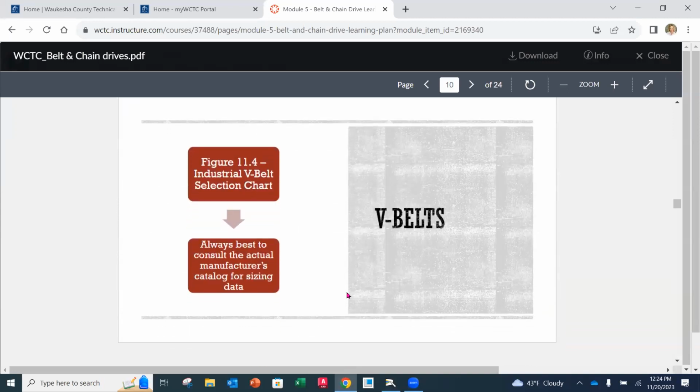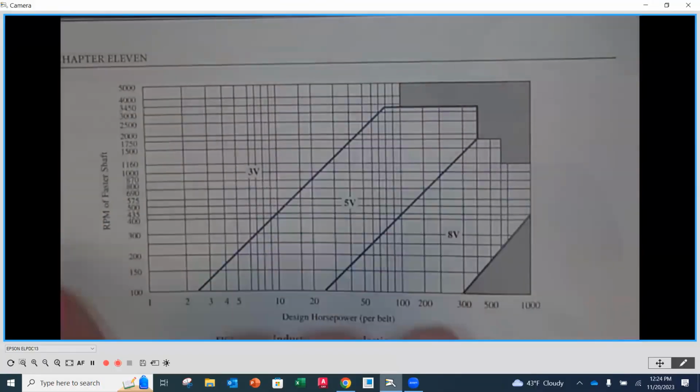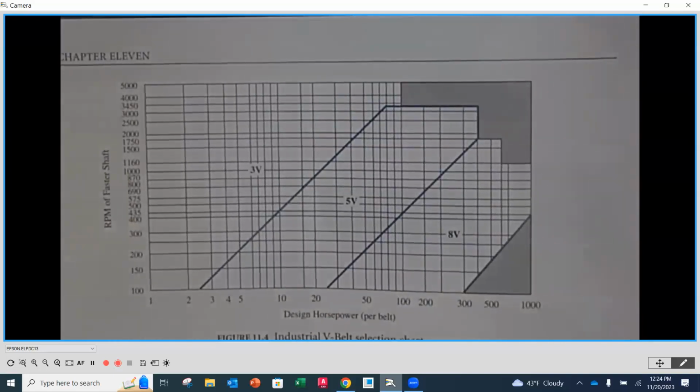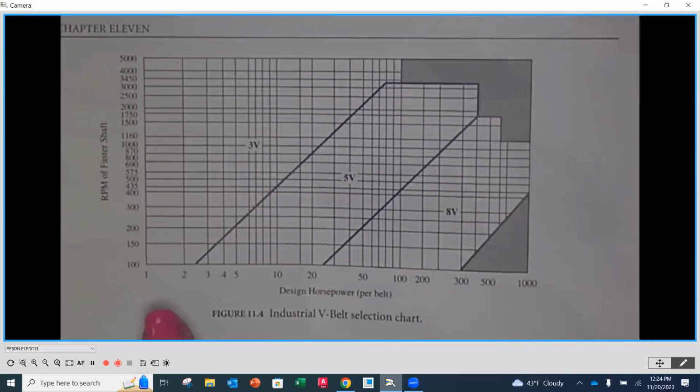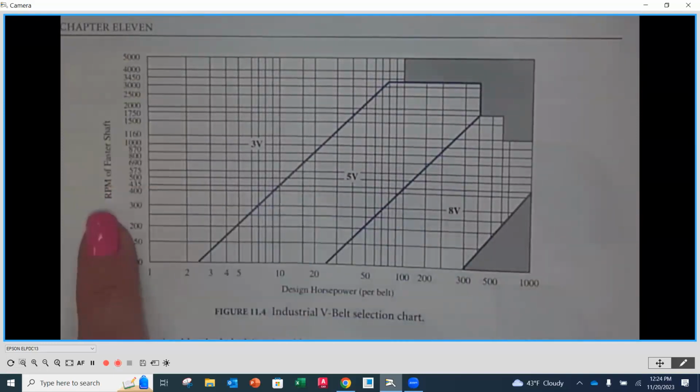Now, V-belts themselves, the industrial V-belt selection chart is going to be based on the horsepower and the RPM. Okay, and then also the application. So if we go to page 304 in your book, at the very top, you're going to notice the chart that we see right here. Now this chart is for industrial V-belt selection. Along the x-axis is going to be what we call our design horsepower. And then we're going to have our RPMs of our faster shaft.